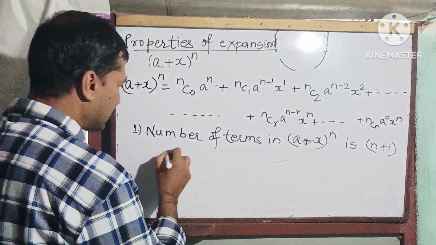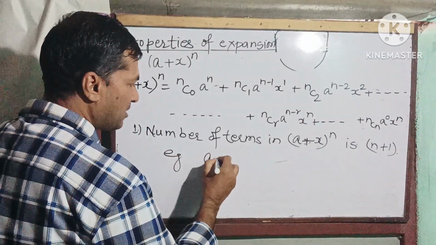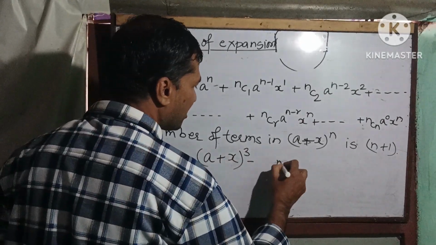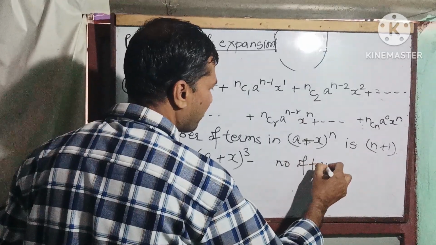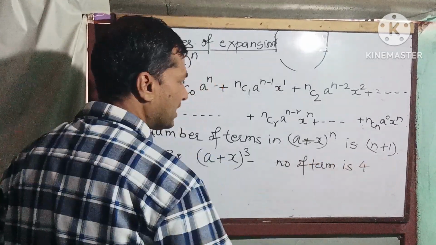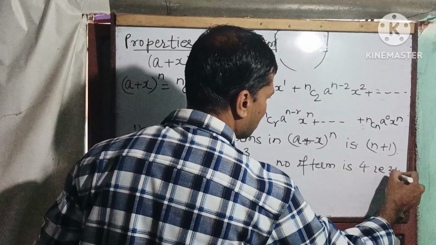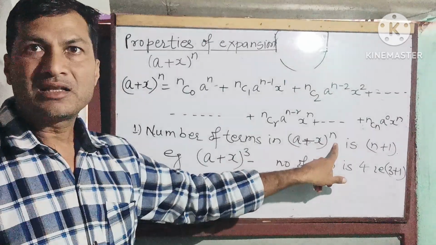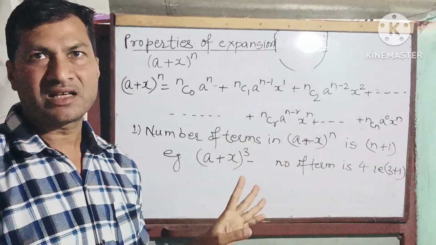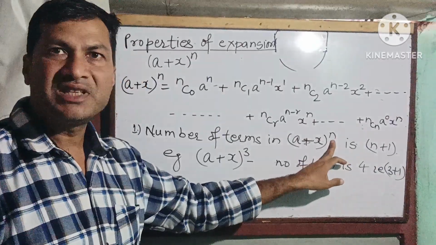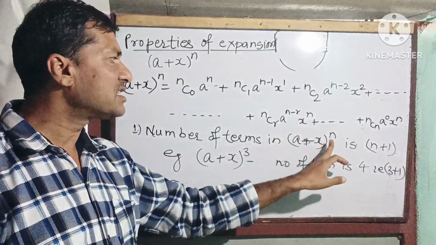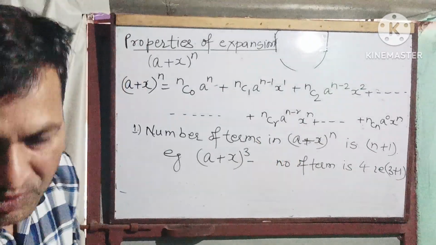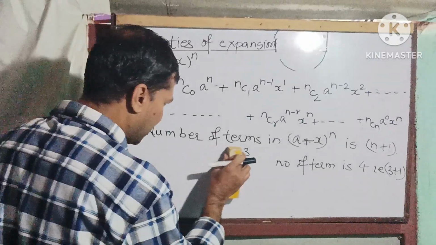So the number of terms is one more than the index. For example, (a plus x) to the power 3 has 4 terms, that means 3 plus 1. For all expansions, if the power is n, the number of terms is one more than the power. If the index is 5, the number of terms is 6. If the index is 6, the number of terms is 7. This is the first property.